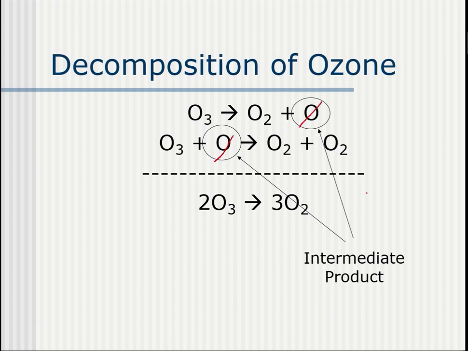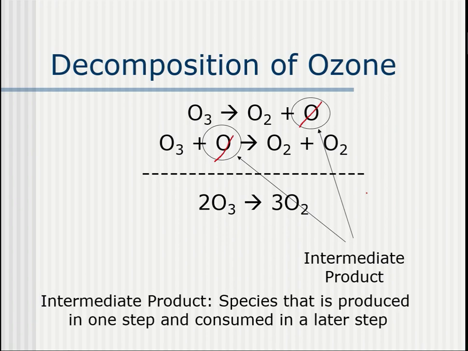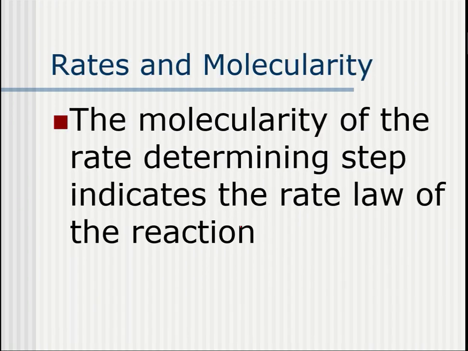An intermediate product is any substance that is made in one step, an earlier step, and then consumed in a later step. That's called an intermediate product. So when canceling out the intermediates, you're going to add these up and cancel those out. So let's get to rates and molecularity.